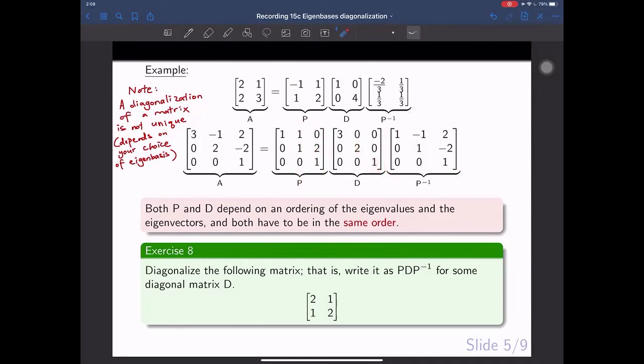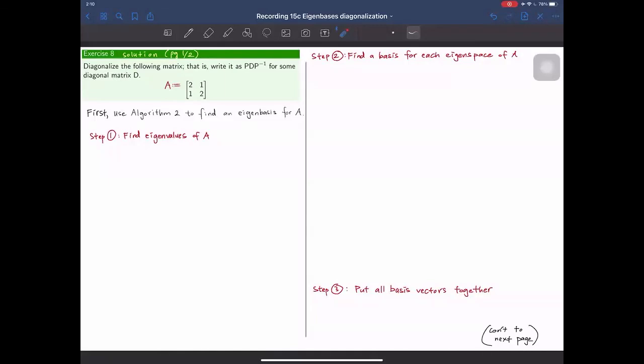In this example, I have this 2 by 2 matrix, and I want to write it as P times D times P inverse, where D is a diagonal matrix. Before I can do the diagonalization, I first need to find one eigenbasis for A. I use algorithm 2. I find all eigenvalues of A, and then I find a basis for each of the eigenspaces, and then I put all basis vectors together and make sure I get an eigenbasis.